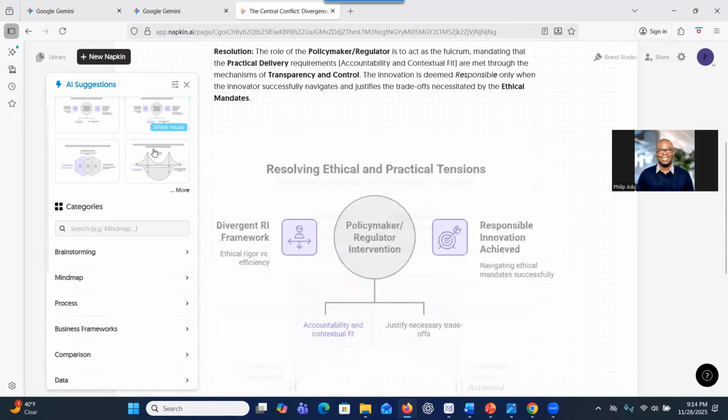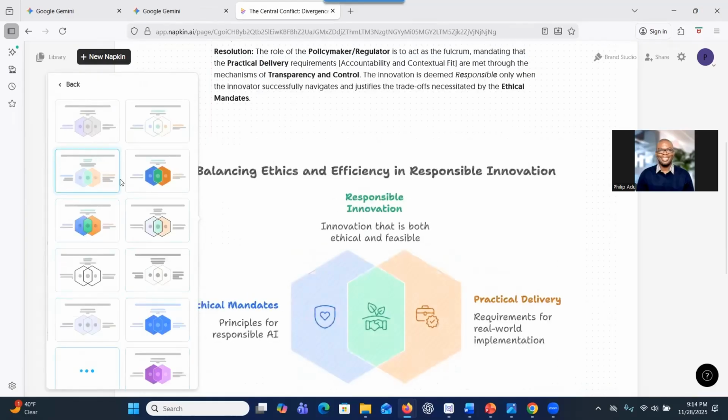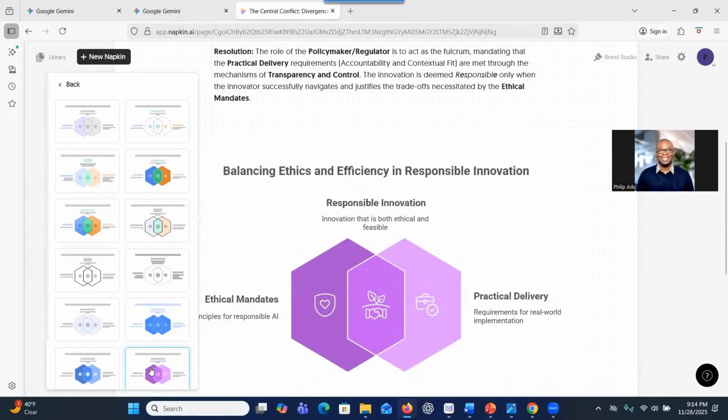This one is also very interesting. I think I like this one. It gives you that, okay, there are two main theories, the one on the left and one on the right. And then in the middle is responsible innovation, the innovation that is both ethical and feasible. So I like this one. If you like it, click on that. And it gives you more options and then you can choose from the options. Maybe let me choose this one.